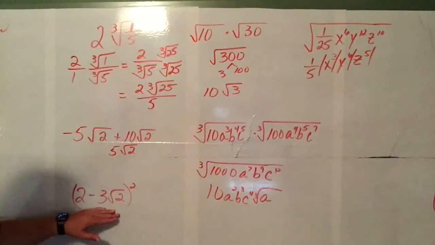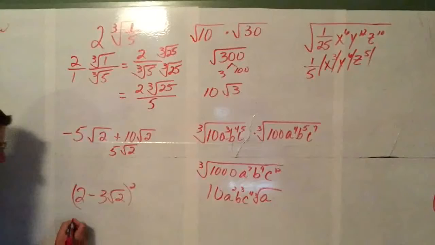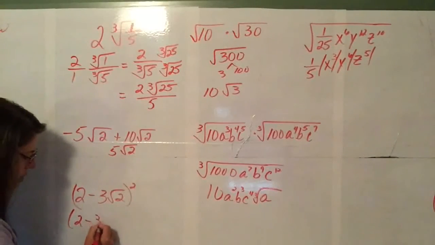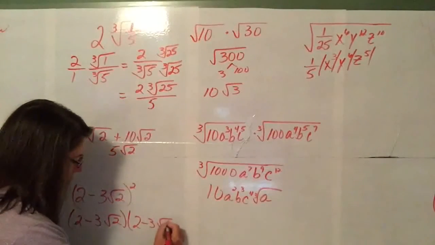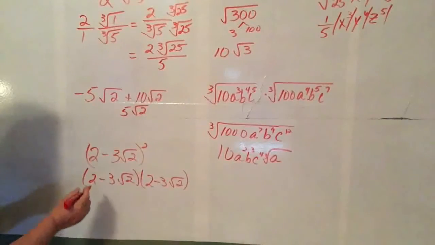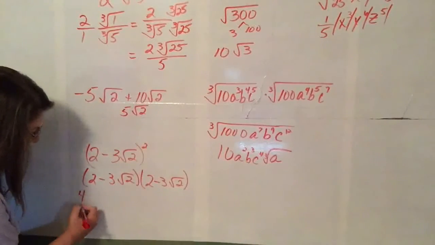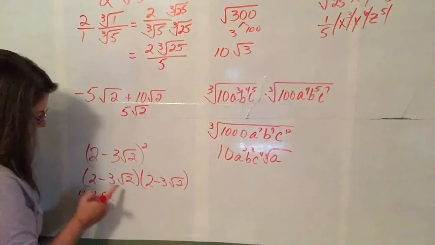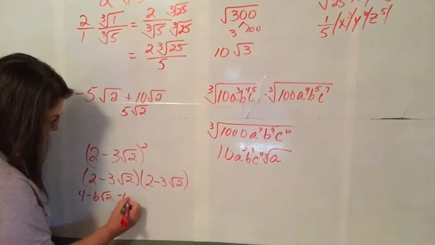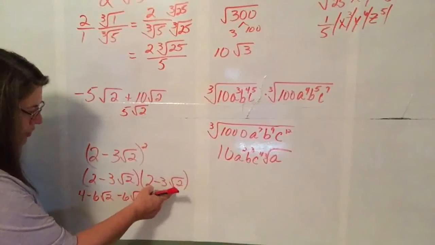And then for this one, I have 2 minus 3 square root of 2 squared. So that is a binomial squared. So that means I'm going to write the binomial down twice, and I'm going to use FOIL. And so if I FOIL that, I have 2 times 2 is 4. 2 times negative 3 square root of 2 is negative 6 square root of 2. Negative 3 square root of 2 times 2 is negative 6 square root of 2. Negative 3 square root of 2 times negative 3 square root of 2.